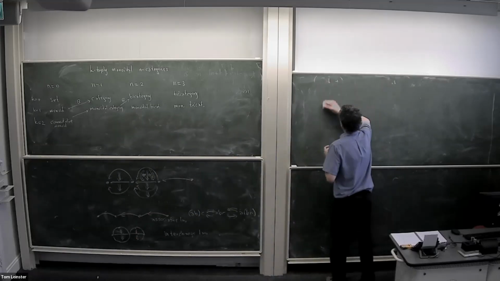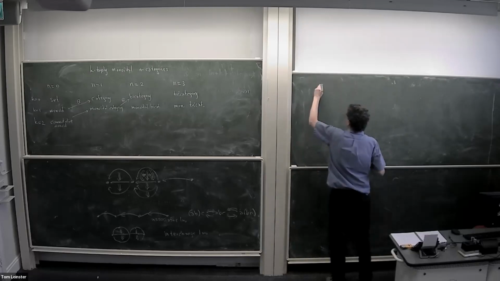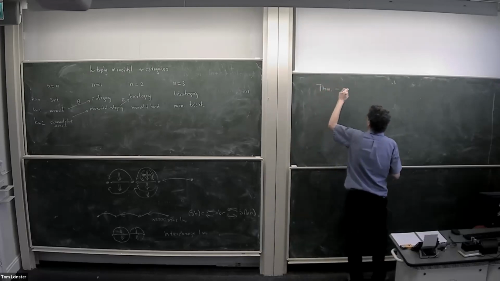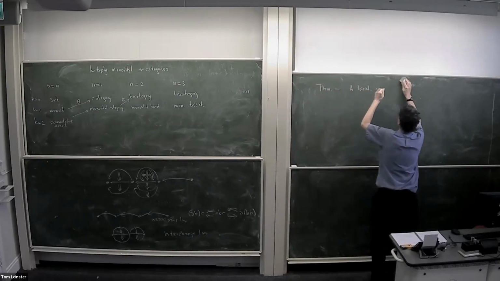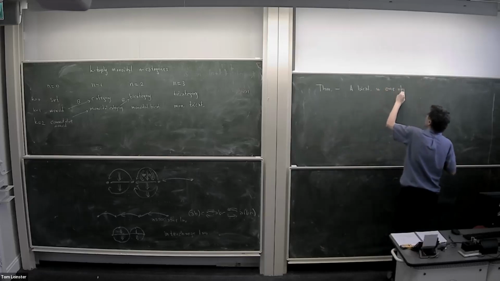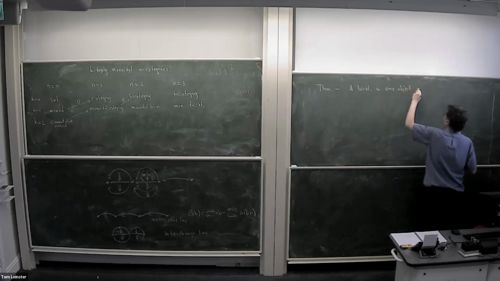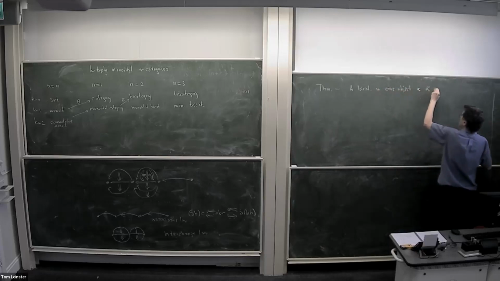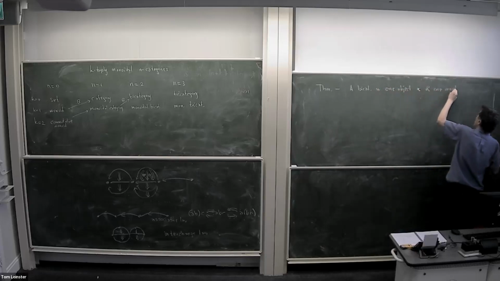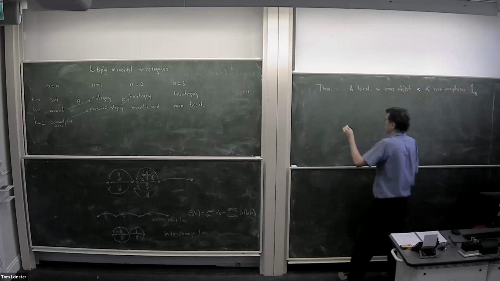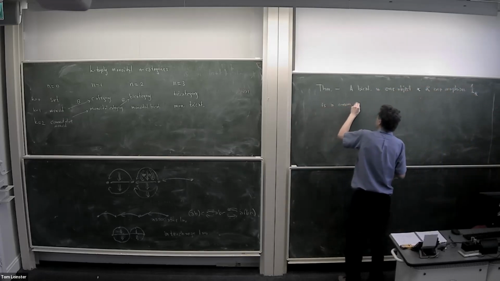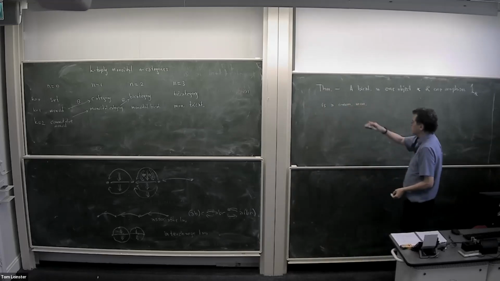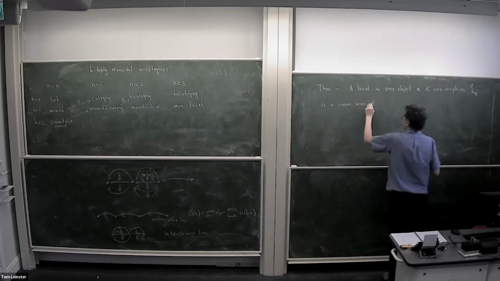So there's the theorem, which I'm not really going to prove, but I will say some stuff about. I'm saying that a bicategory with one object and one morphism, which has to be the identity, is a commutative monoid. And vice versa, meaning that you can reinterpret any commutative monoid as a bicategory of this sort.